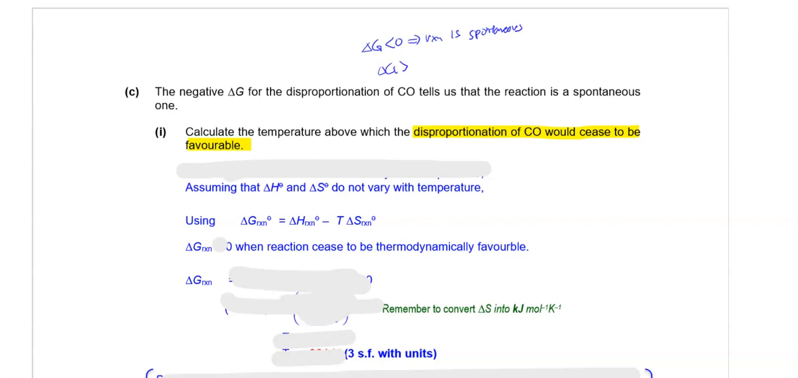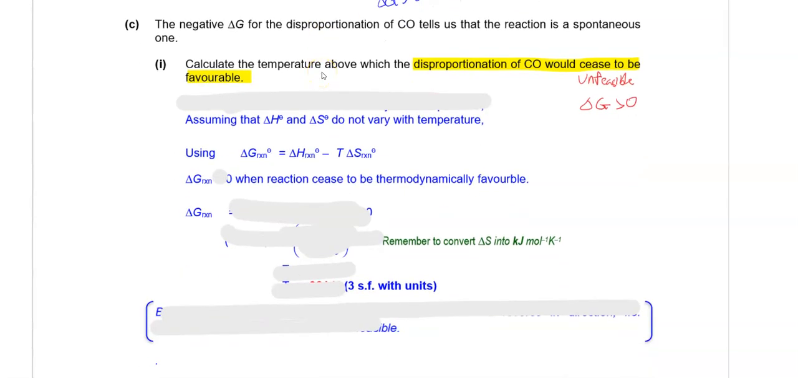Delta G more than 0, alright, not spontaneous. So we're supposed to calculate the temperature above which the disproportionation of CO would not be favorable, which means in this case, the reaction is unfeasible, which means we're looking at the temperature in which delta G is going to be more than 0.